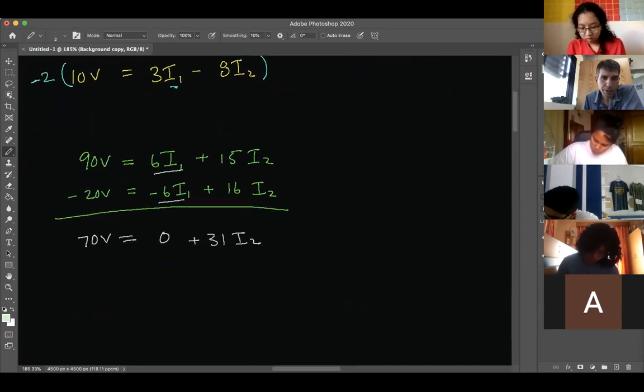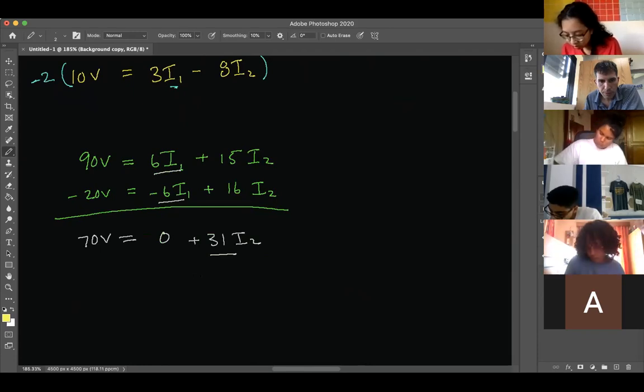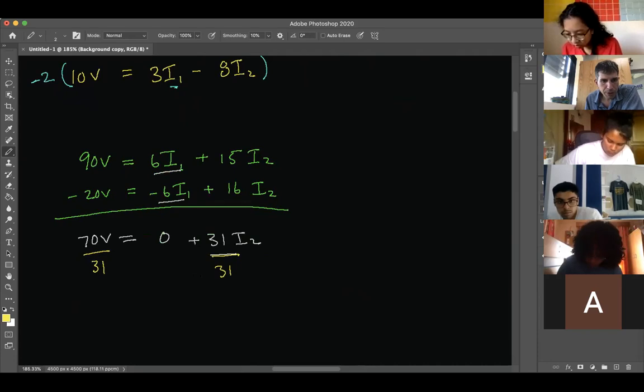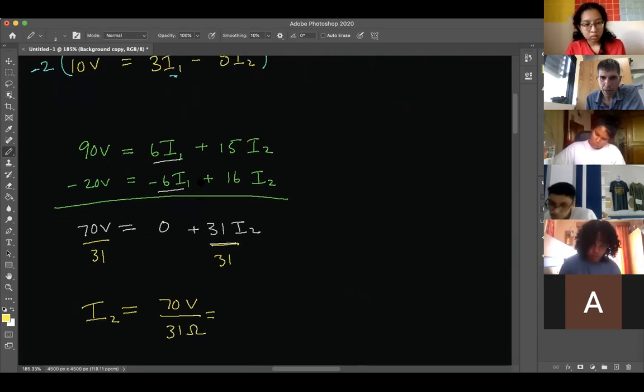All right, so then the next step, we're just going to solve for I2. So you just divide both sides by 31. And so you should find that I2 equals 70 volts divided by, remember that's like 31 ohms. What do you guys get when you do that?